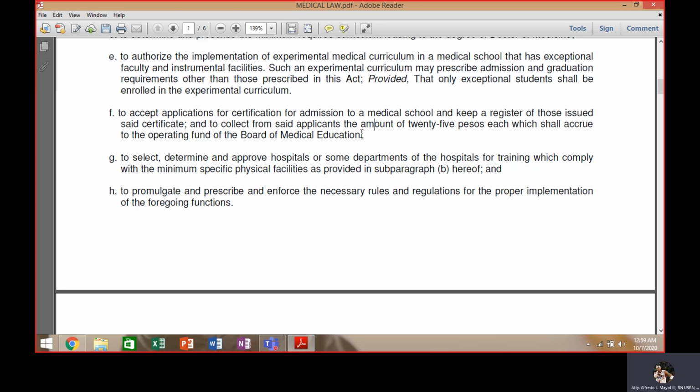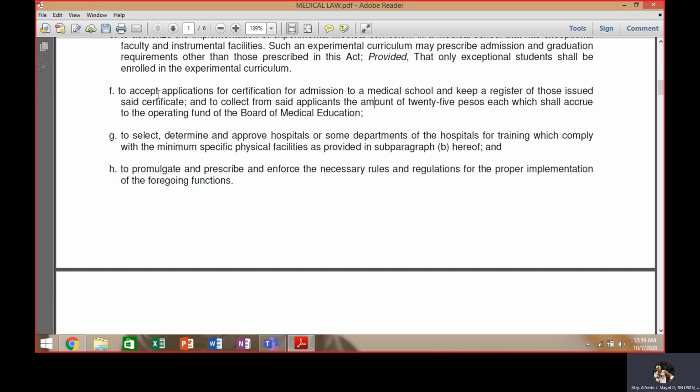However, this organic law is still relevant because this law is the basis of all recent laws concerning the practice of medicine. That's why we need to discuss this law, even though this law is Jurassic, okay? Very old historical law.